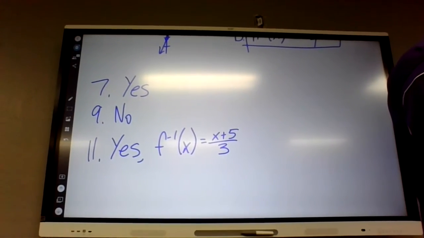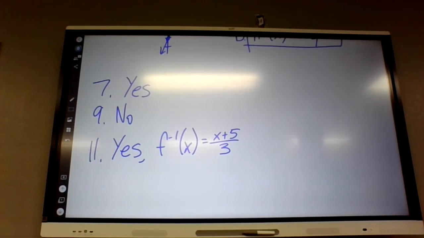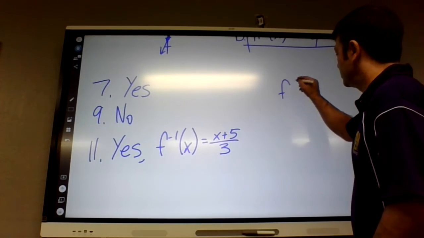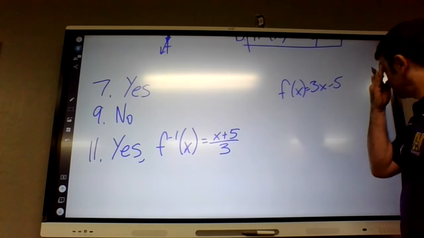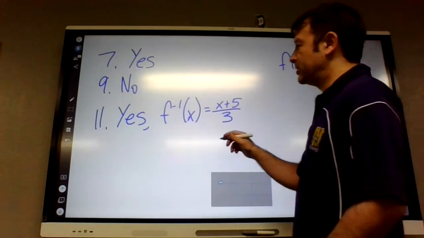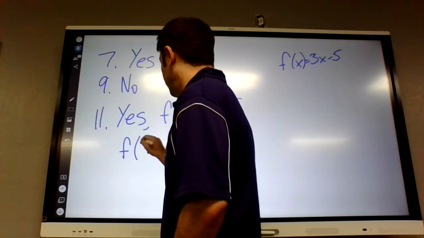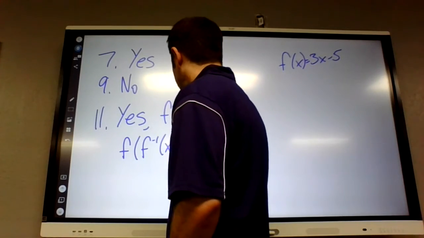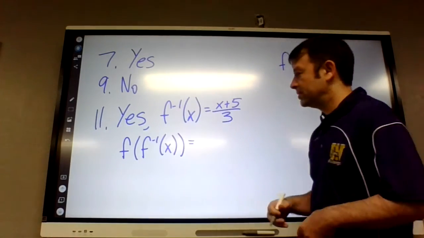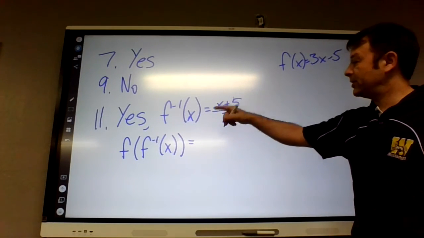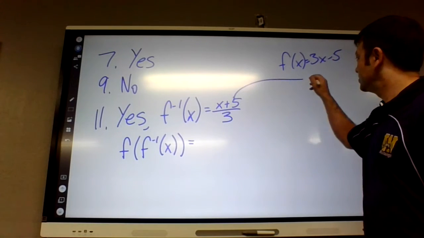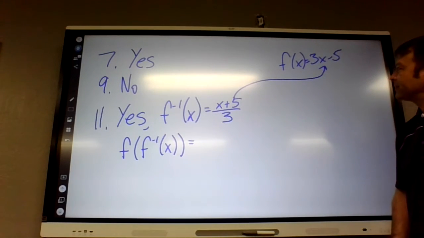So we're supposed to show f of f inverse of x equals x. Let's see. So f of x is 3x minus 5. Maybe I'll do it down here. So what is f of f inverse of x equal to? You guys remember how we plugged one function into the other the other day? So I'm going to have to plug this in right there.